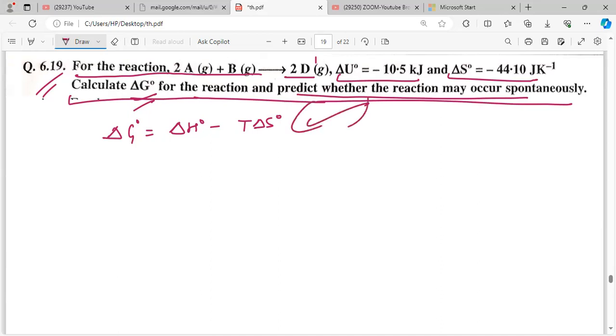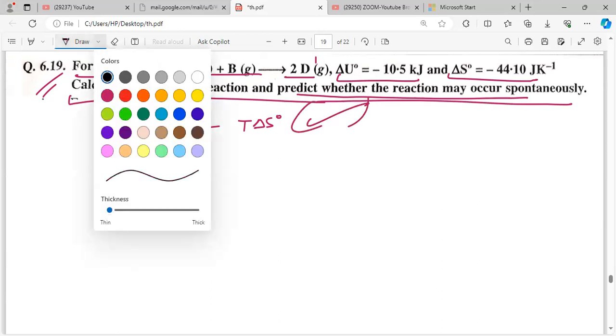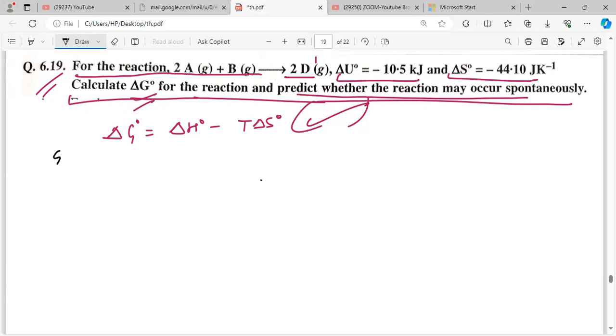Okay, this only we use. This is a little bit critical. It looks critical. Why? Because see what is given. Delta U is given, minus 10.5. Delta S is given, minus 44.1. So here you can use this equation. Delta H is equal to delta U plus delta n g RT. This you can use. So you can get this value, delta H here. So delta H minus T delta S.